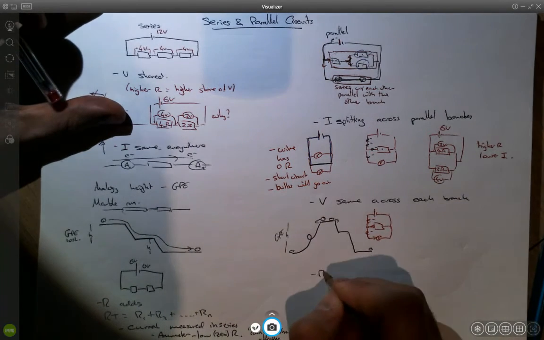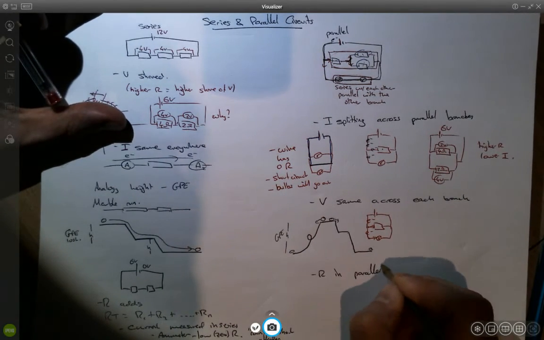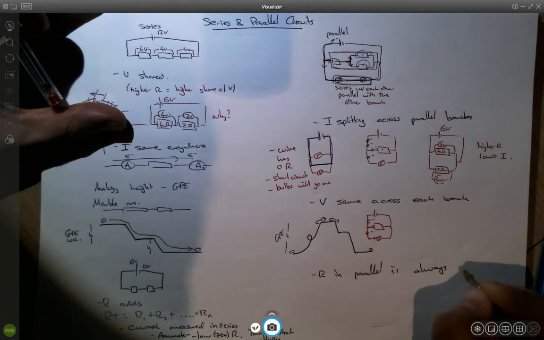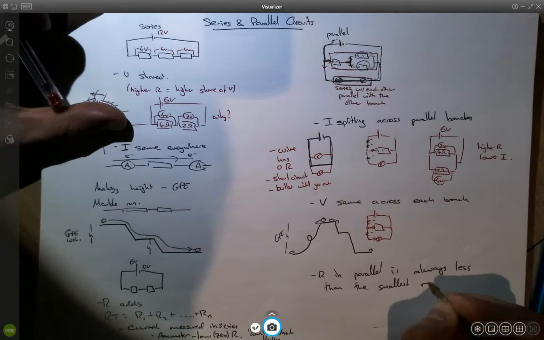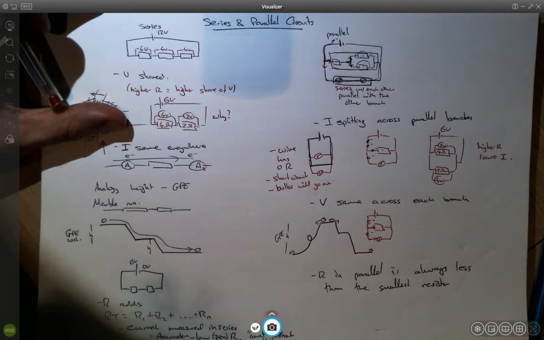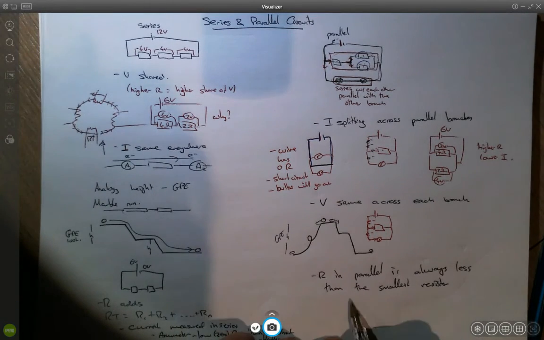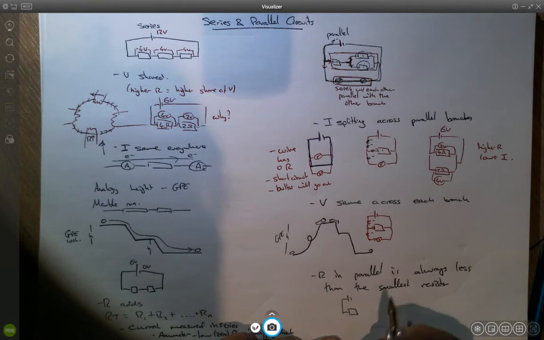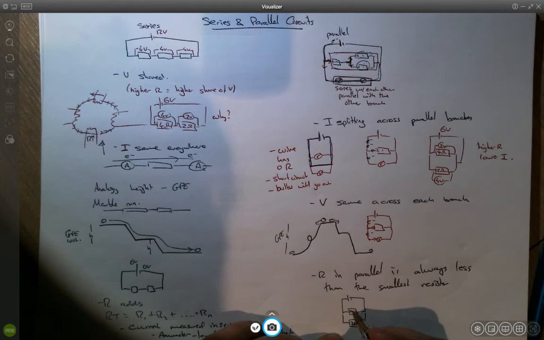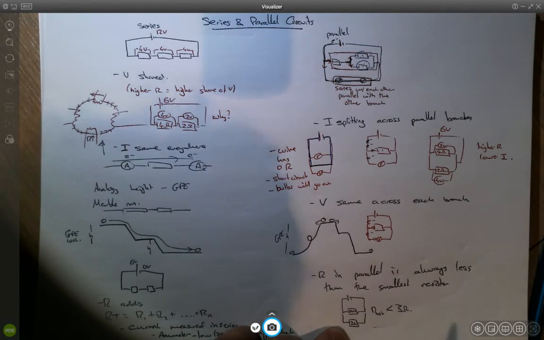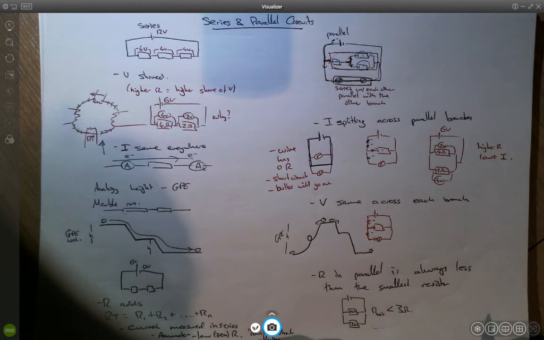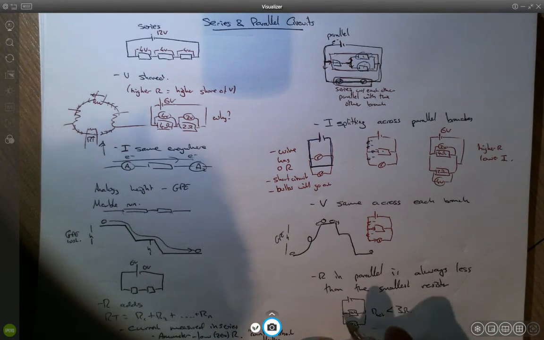The resistance in parallel is always less than the smallest resistor. And this is basically enough for the current AQA GCSE. So if you have a circuit and we have 3 ohms and 10 ohms, then the total resistance will always be less than the smallest one, which is 3 ohms, right? Because there is simply more space for the electrons to travel, and so there's going to be fewer collisions when they go through each route.